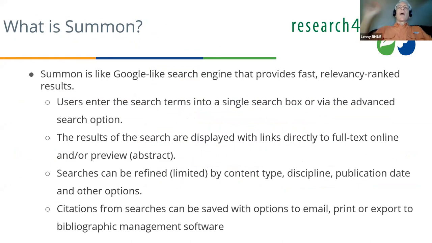Okay, what is Summon? Very briefly, we'll go over Summon. I think it's important enough to include because this does two things. It gives you access to journal articles. It gives you access to book chapters by keyword. And each Summon is matched to what is available in your country. Okay, Google-like search engine, search terms can be displayed with links directly to the full text online. You can limit and refine the searches. Citations can be saved with options to email, print, or export to bibliographic management software.